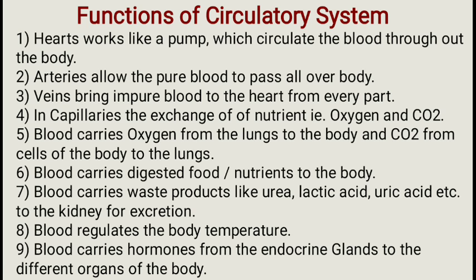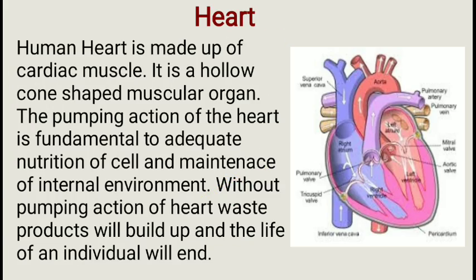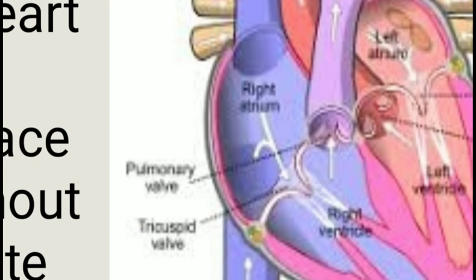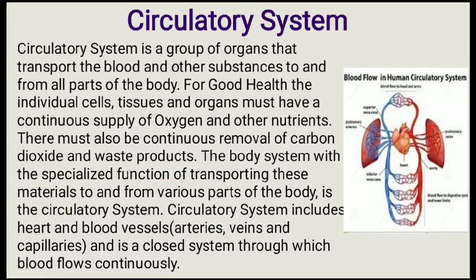Then the arteries allow the pure blood to pass through them throughout the body. Then what does the vein do? The vein brings impure blood to the heart from every part of the body. As we have discussed, the blue-purple color in the diagram we have seen here is the vein, which brings the impure blood from all parts of the body to the right atrium or auricle. Clear?